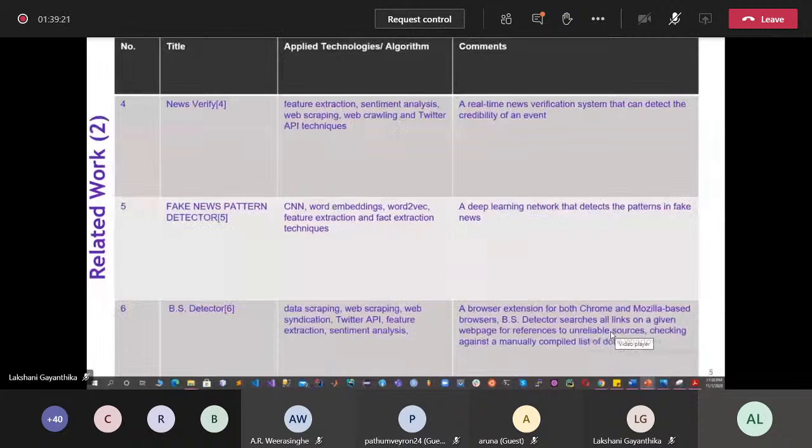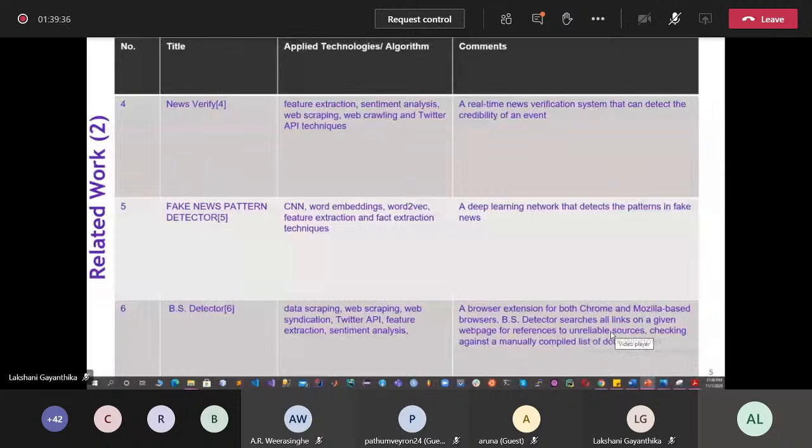As for the next set of related work, NewsVerify is a real-time news verification system that can detect the credibility of an event using several technologies like feature extraction, sentiment analysis, web scraping, web crawling, and Truth API, etc.